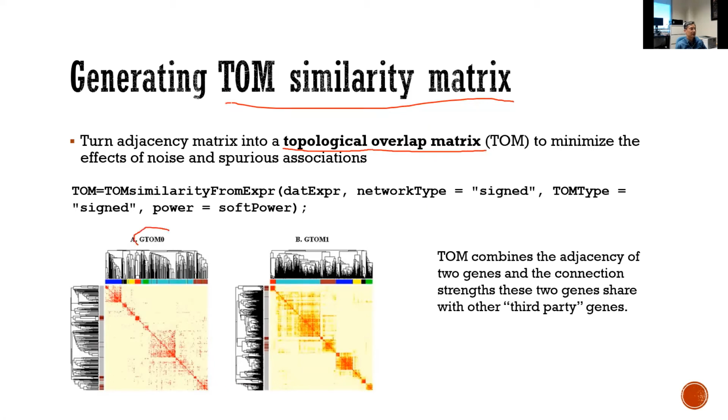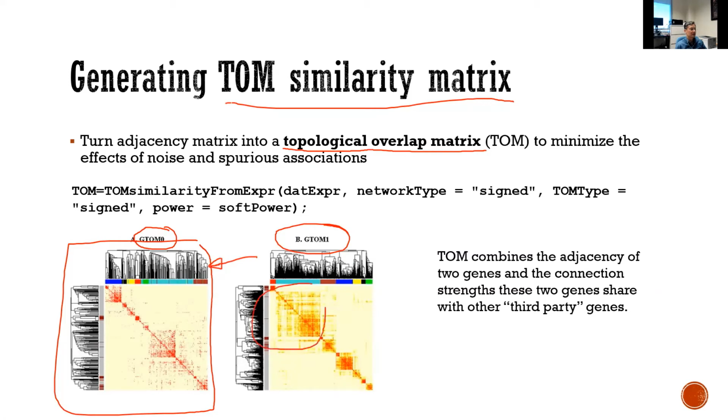That's the original adjacency matrix from the correlation. And after you use this topological overlap matrix to replace your original untreated raw correlation matrix, you get smoother signals, and then you discover these clusters of genes which cannot easily be identified from the original correlation matrix.